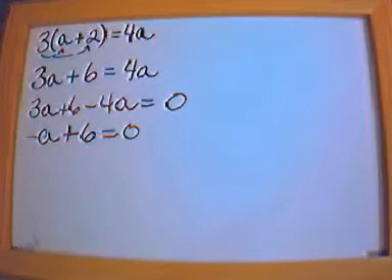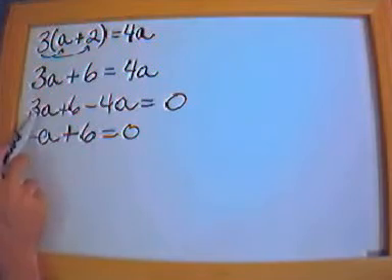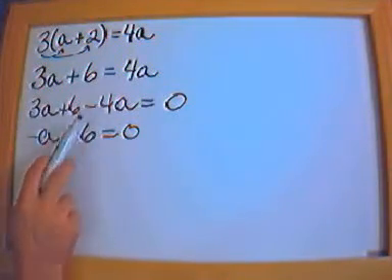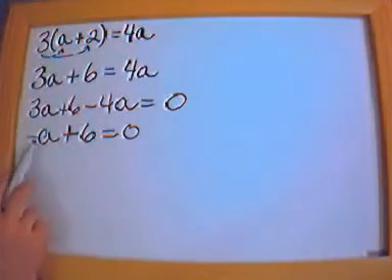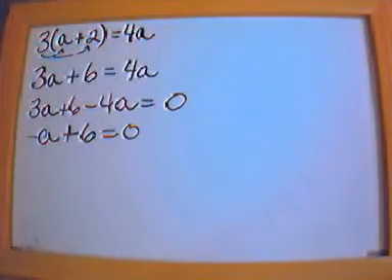Okay? And the reason that I get a negative a here is because 3a minus 4a, the bigger number has a negative sign, so the answer is going to be negative. And since I've got mixed signs here, 4 minus 3 is 1, so I've got 1, and a is still involved here. You always got to keep that along.